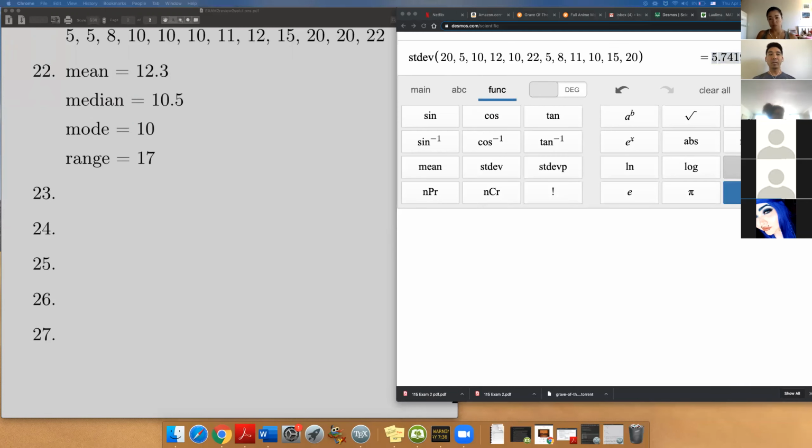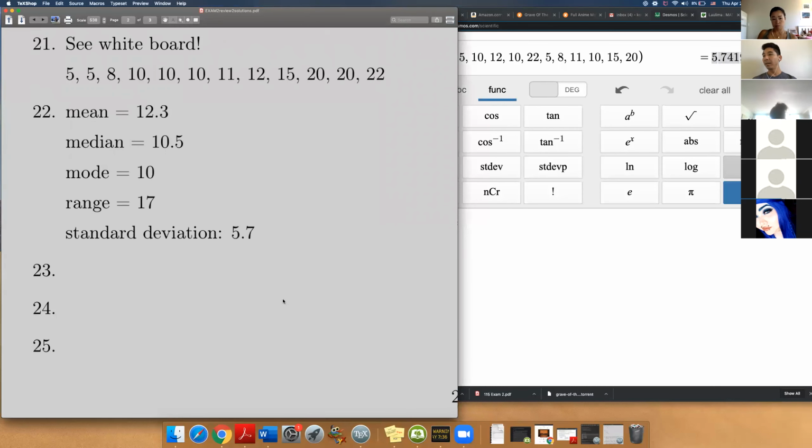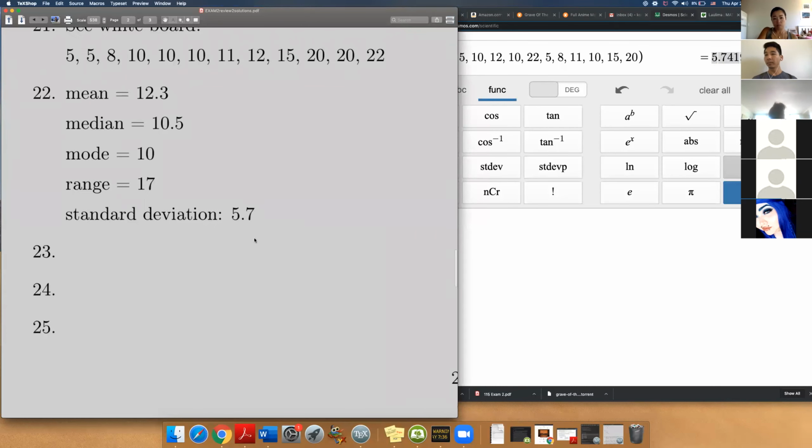So again, we're rounding to just 1 decimal place for now. When you do the actual test, pay attention to what the question asks. It will tell you how many decimal places they want. So just pay attention. This one, I'm just going to do 1 for now. So 5.7.